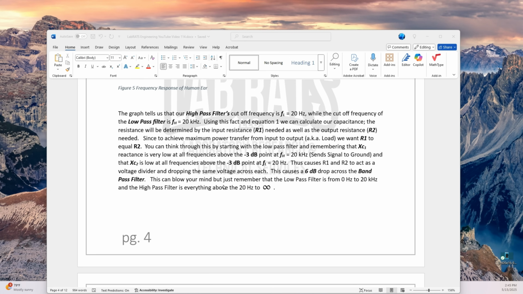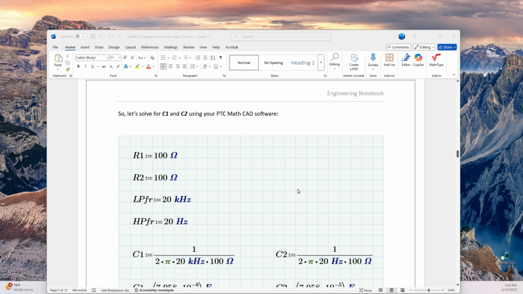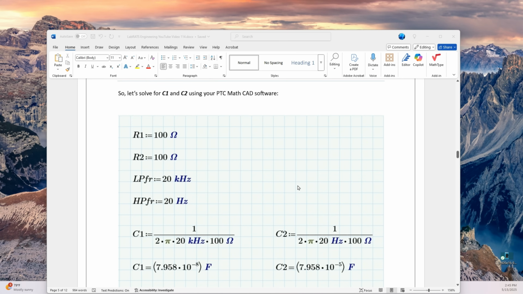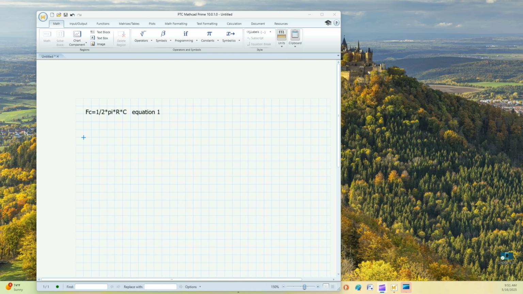This can blow your mind at first, but just remember that the low-pass filter is everything from 0 hertz to 20 kHz, and the high-pass filter is everything from 20 hertz to infinity. So now we're going to open up our PTC Mathcad, calculate our C1 and C2, and continue from there.